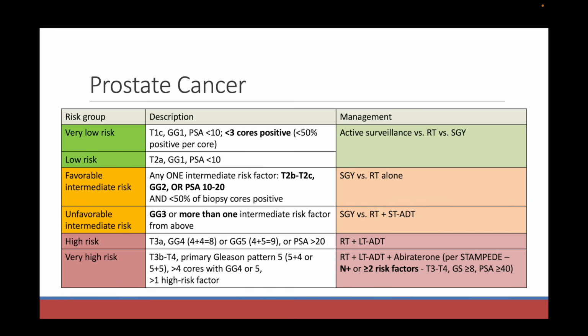And remember the patients that meet the STAMPEDE criteria, so if they have node-positive disease or 2 or more of the following risk factors: T3 to T4 disease, a Gleason score of 8 or higher, or a PSA of 40 or higher, then we add abiraterone to the long-term ADT.